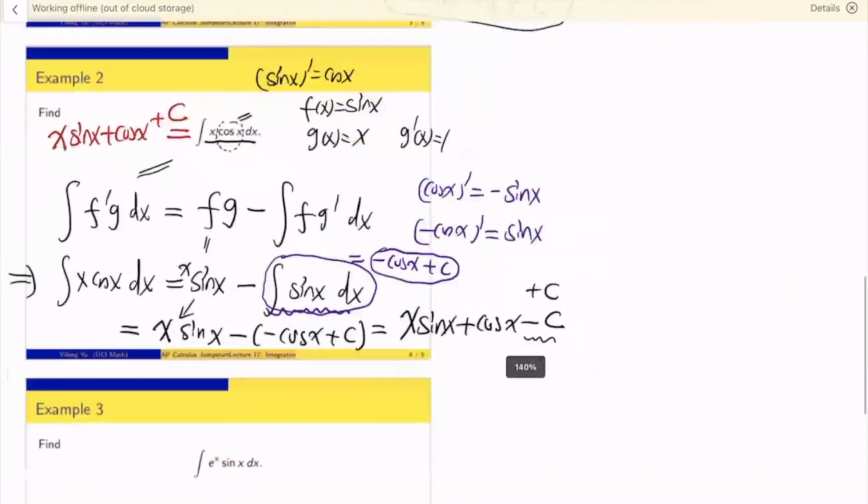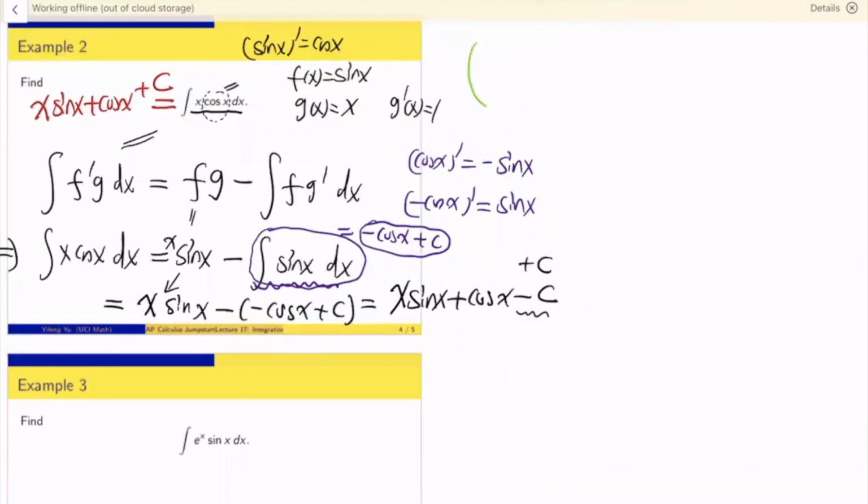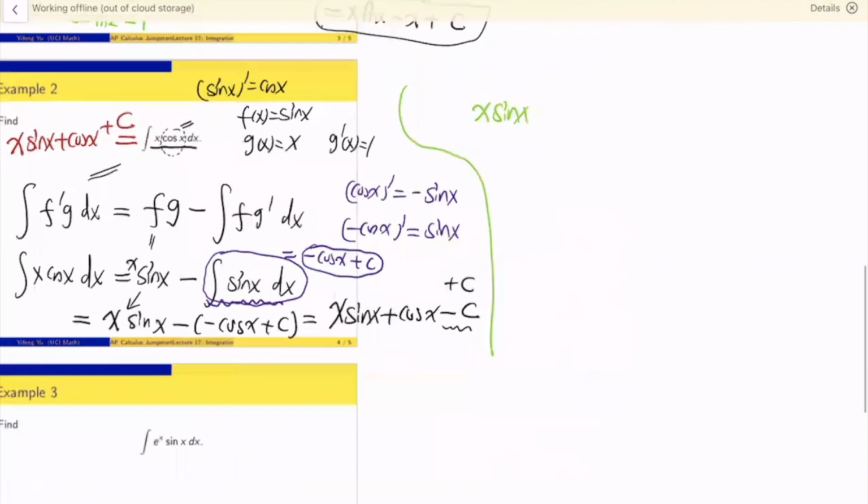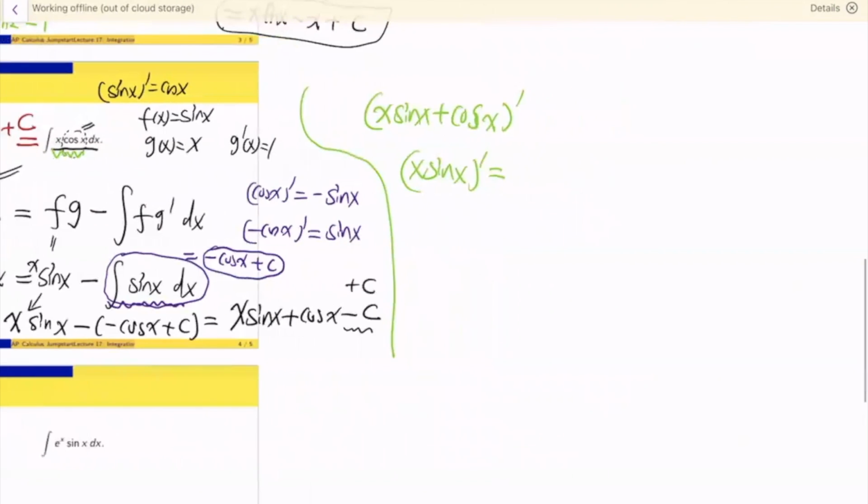Let's double check this to make sure that everything is correct. Here we have x sine x plus cosine x. Let's take a derivative to see whether this equals x times cosine x. So x times sine x, we take the derivative using the product rule, and we get sine x plus x times the derivative of sine x, which is cosine x.